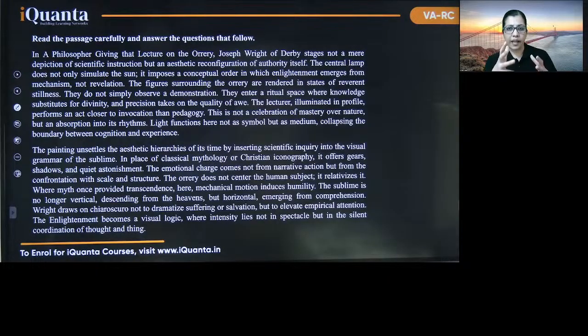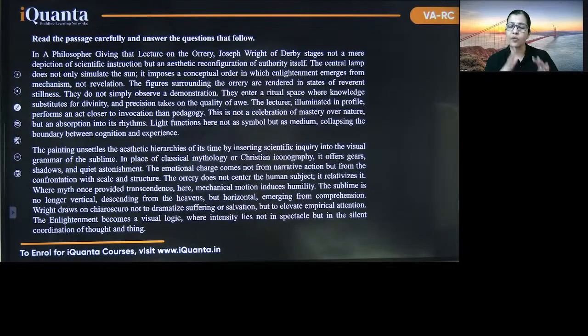So this is orrery, and this passage is talking about a painting in which the lamp was in the center. The artist was Wright, WRIGHT. There was a painting being discussed right from the first para itself, with a lamp in the center, and this was supposed to show you the orrery. So these were the common words: orrery, painting, light and Wright.